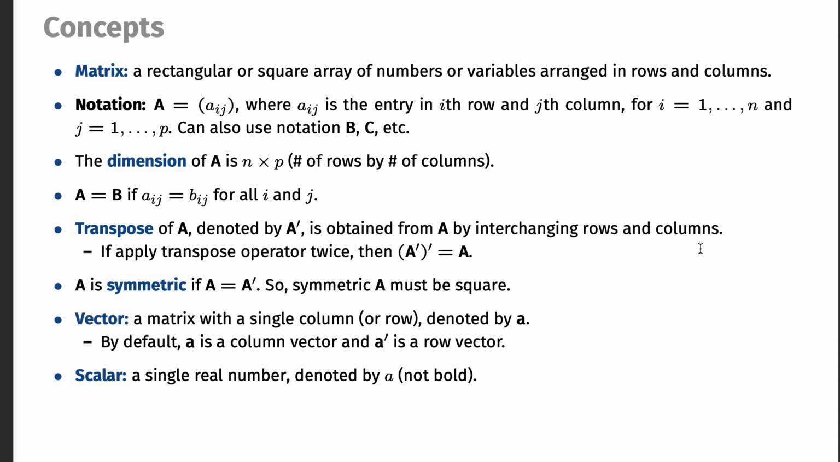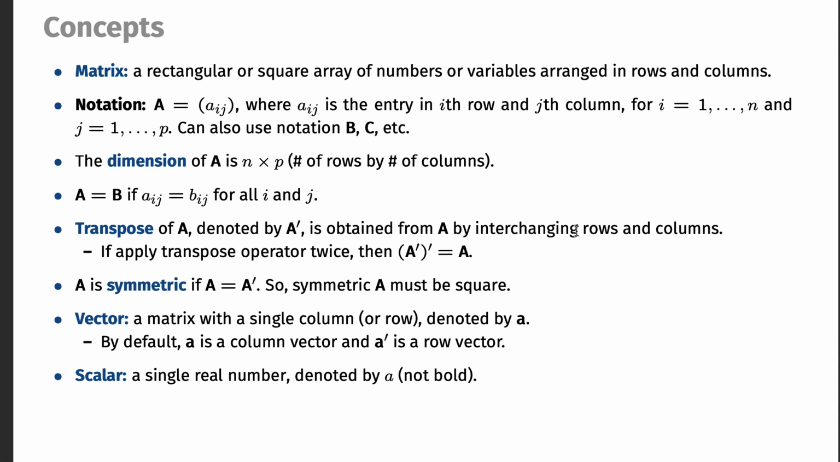Transpose of A. If you have a matrix, then we can apply an operation called transpose, and it's denoted by A prime. Sometimes you also see A T, so instead of this prime, you see a T. Okay, so it's just a notation. The transpose of a matrix A, denoted by A transpose, is obtained from A by interchanging rows and columns.